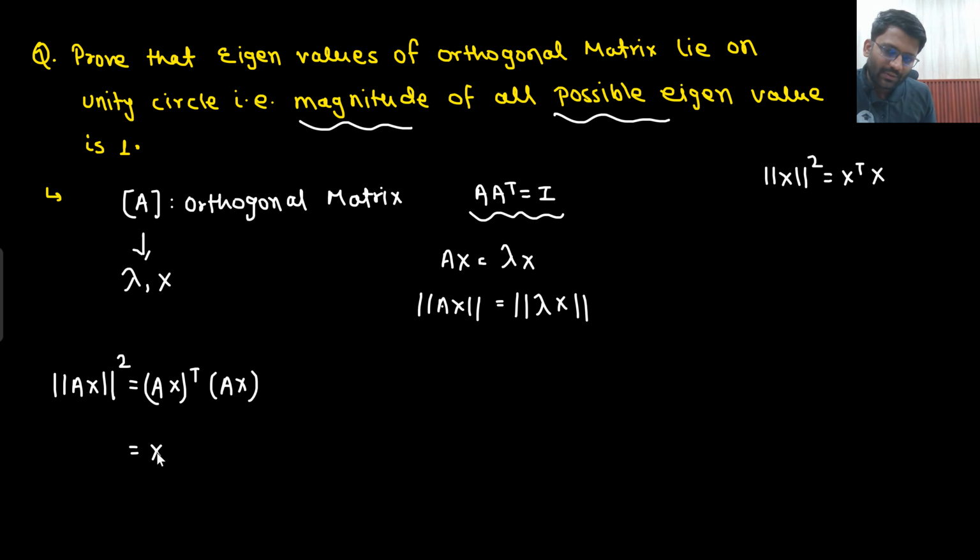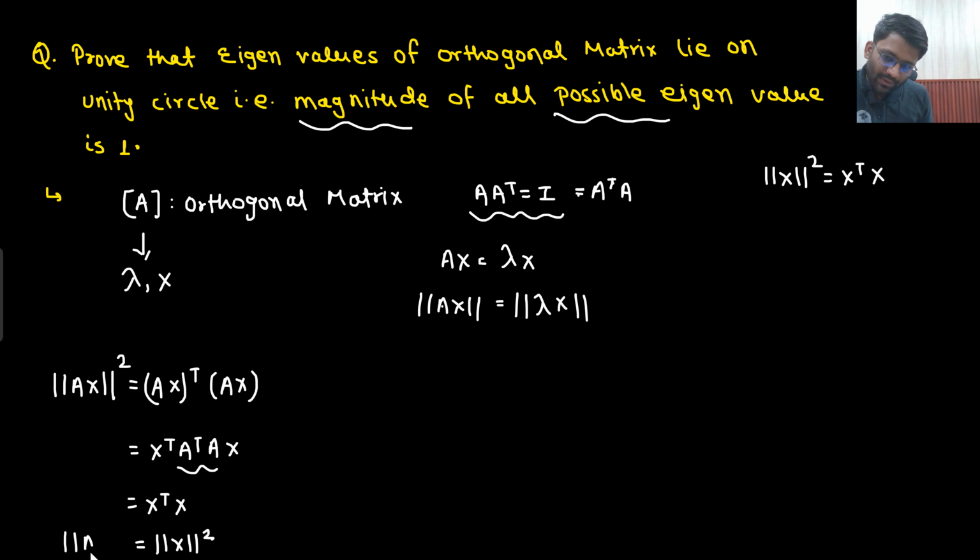Can I write it down in this manner? Absolutely, sir. So can I write down x transpose into A transpose? If I open it up, what will I get? X transpose into A transpose, multiply with A, multiply with x. A transpose into A, what is that? A transpose into A is equal to I only, because it is an orthogonal matrix. So that is equal to I. So what are you getting? X transpose into x, what is that equivalent to? Magnitude of x whole square.